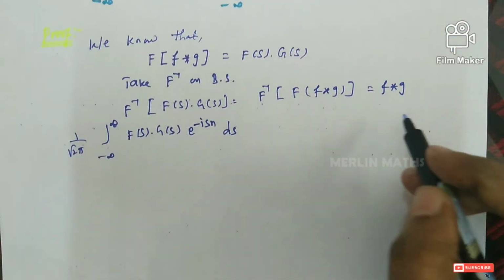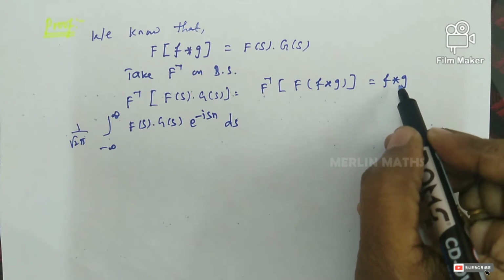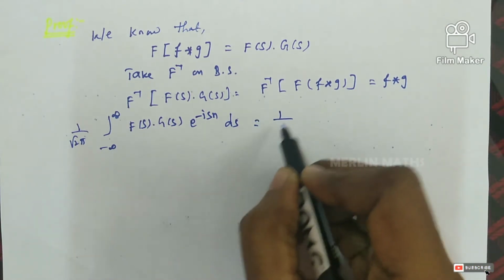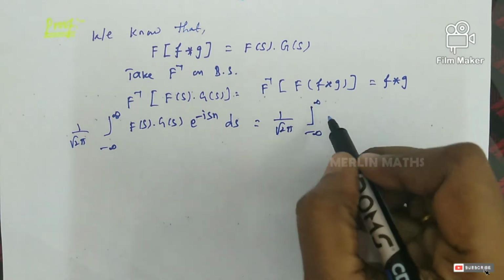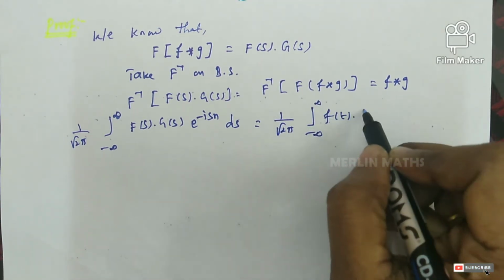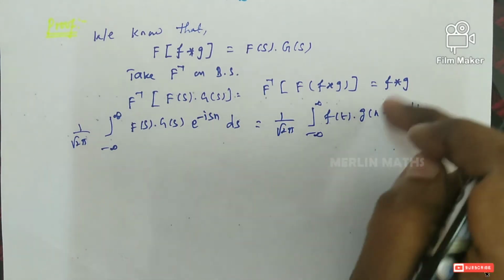And here we have f star g. What is f star g? It is nothing but the convolution, so we can apply the convolution result for f star g. What is the convolution result? 1 by root 2 pi integral from minus infinity to plus infinity of f(t) g(x minus t) dt. This is the result for convolution.